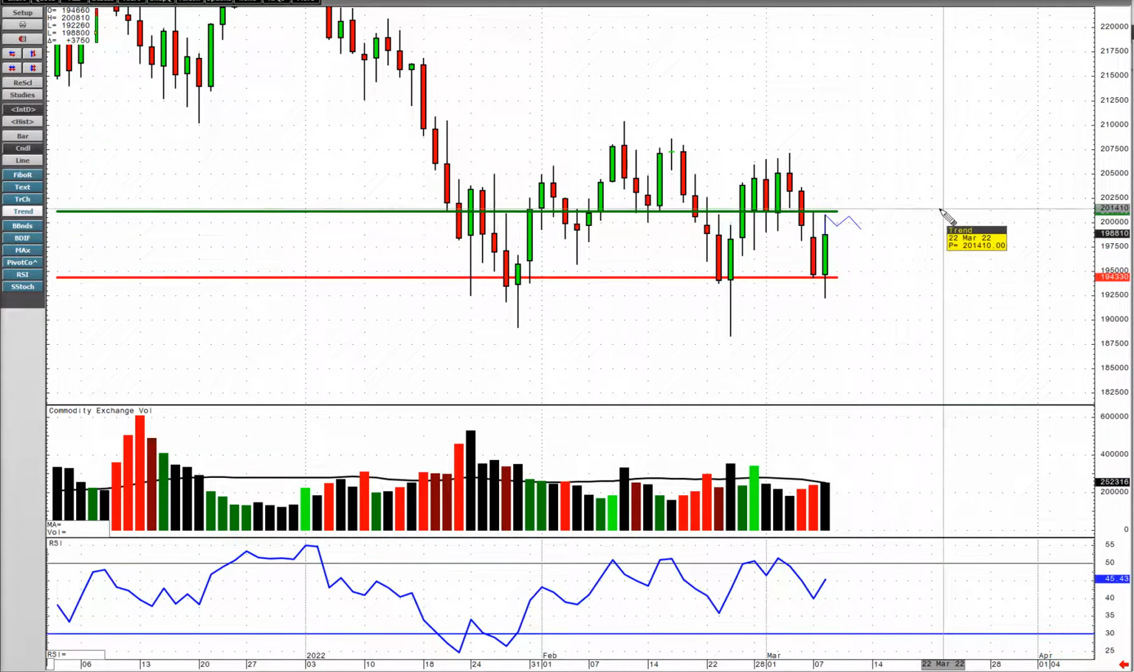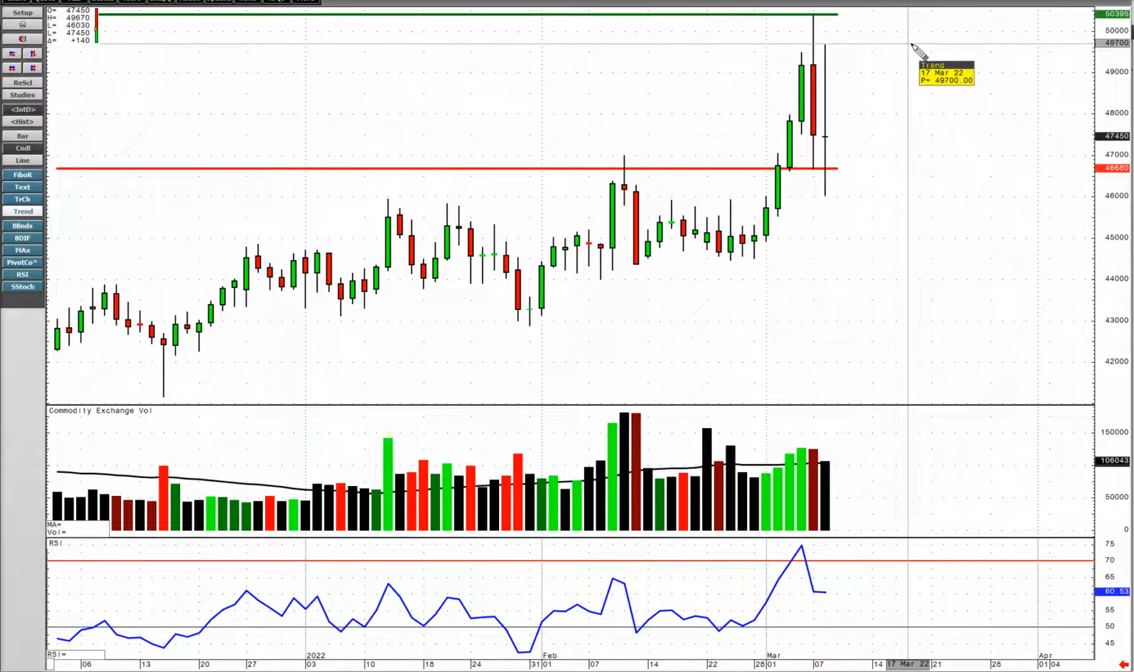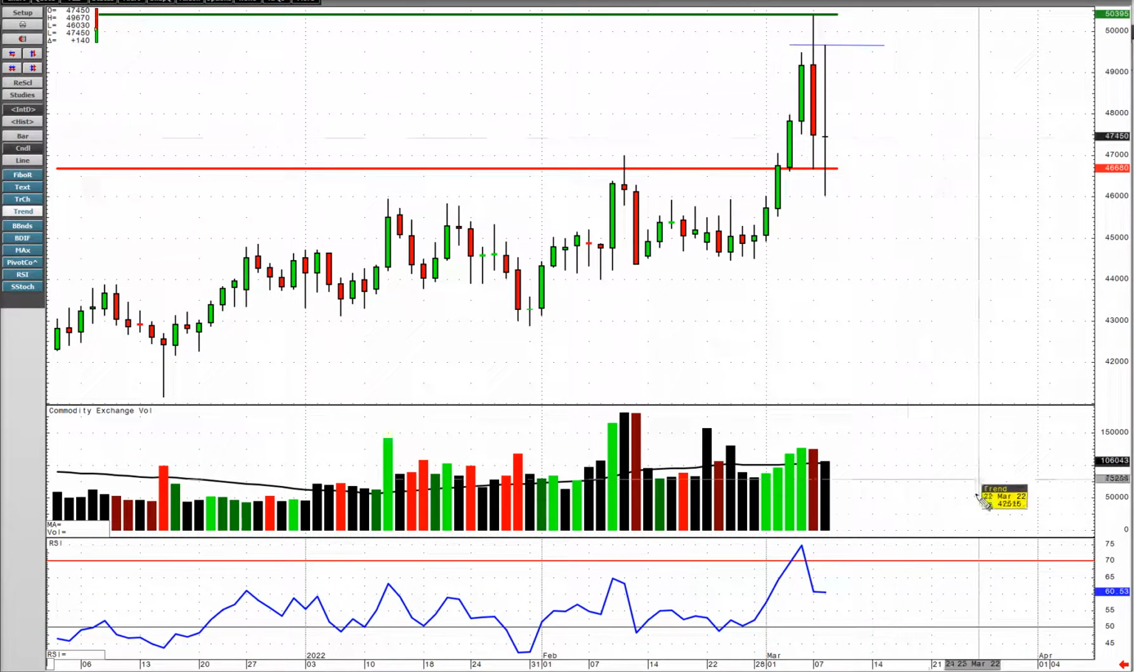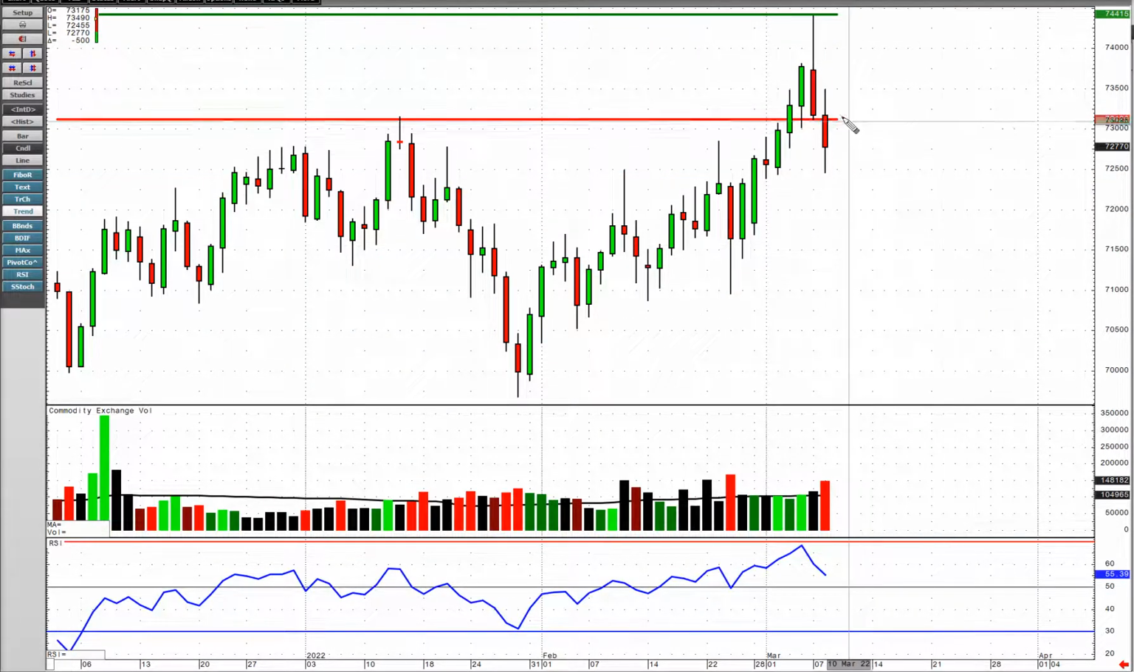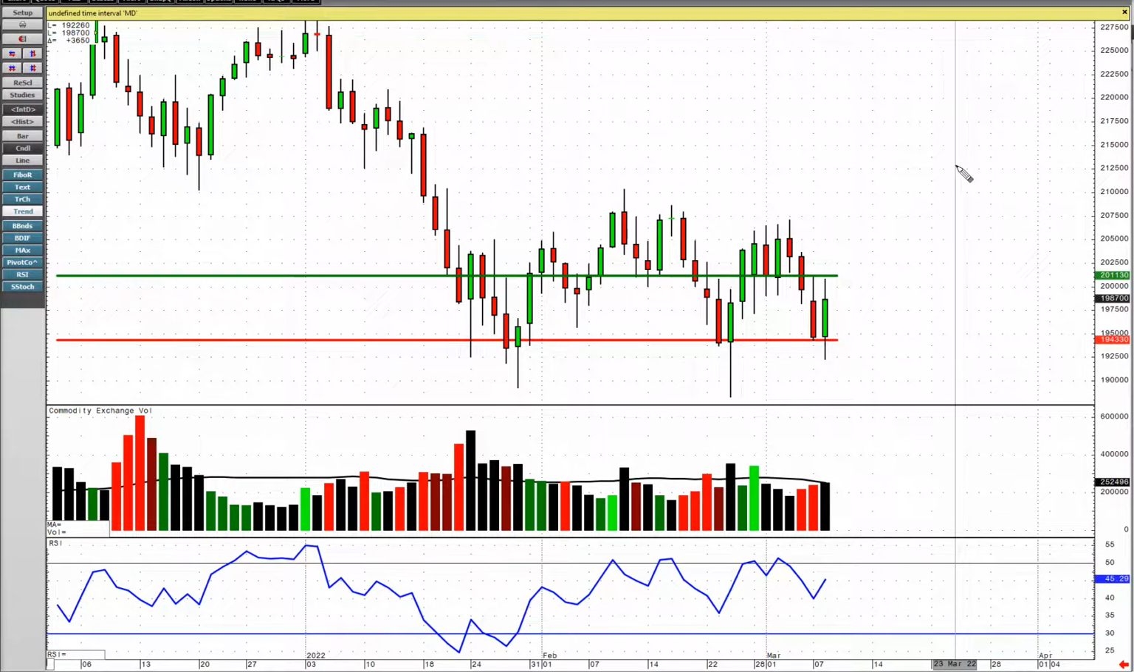In terms of what I'm looking at tomorrow, if copper can take out this high, we'll look for our Forex trade. If the Australian dollar can take out this high, we'll look for our Forex trade. And notice neither of these are particularly great setup bars. The best setup bar is this one right here, the Russell.